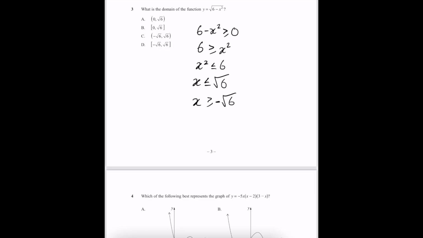So if we combine these two ranges, we get a combined domain, I should say, that x is greater than or equal to negative root 6, but less than or equal to positive root 6, which is also going to be D. And that's because these square brackets indicate that the inequality is also equal to.